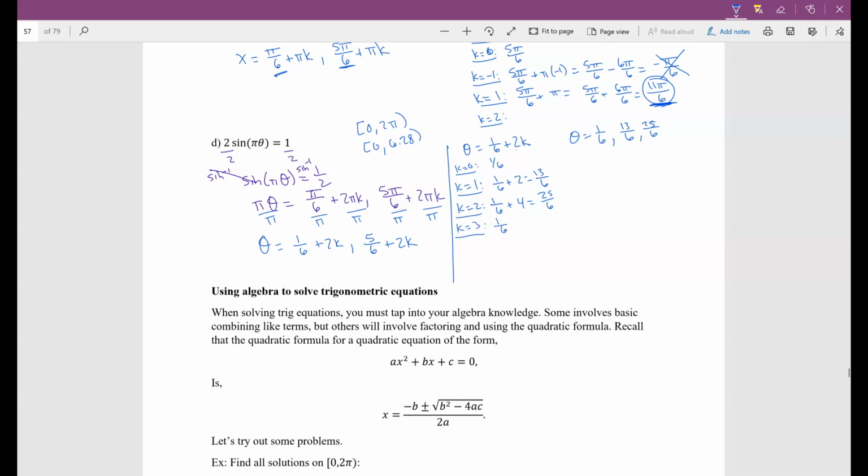Now what about k equals 3? So 1/6 plus, when I plug in 3 in there, you're going to get a 6. So I'm going to have 1/6 plus 6. I'm going to get 37 over 6. And when I put that in, I got 6.16. So this one barely made it. 37 over 6. So that one's good.